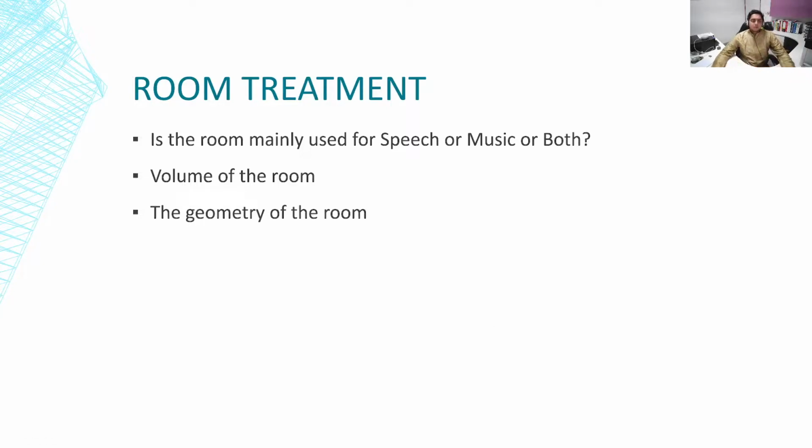The first thing to keep in mind while applying room treatment is to understand whether the room is mainly used for speech, for music, or for both. Second is the volume of the room, because the volume is directly proportional to the reverberation time. The more the volume, the higher the reverberation time. The geometry of the room can also affect the acoustics. Some shapes can focus sound and some shapes can diffuse sound, and that's where the geometry of the room is very important. Also, trying to avoid parallel walls results in a reduction in flutter echoes.